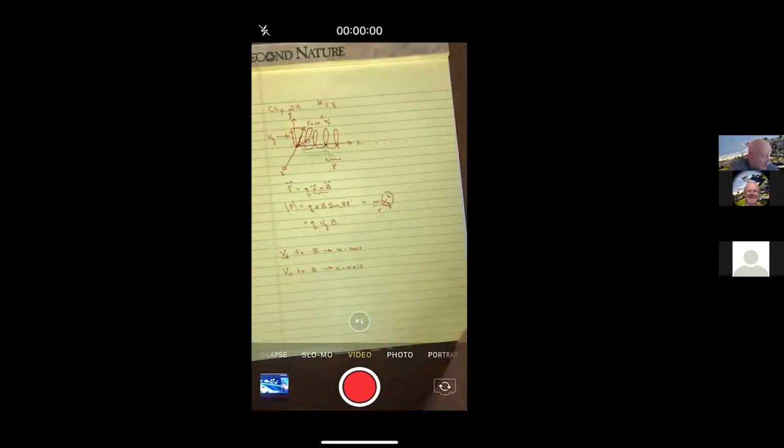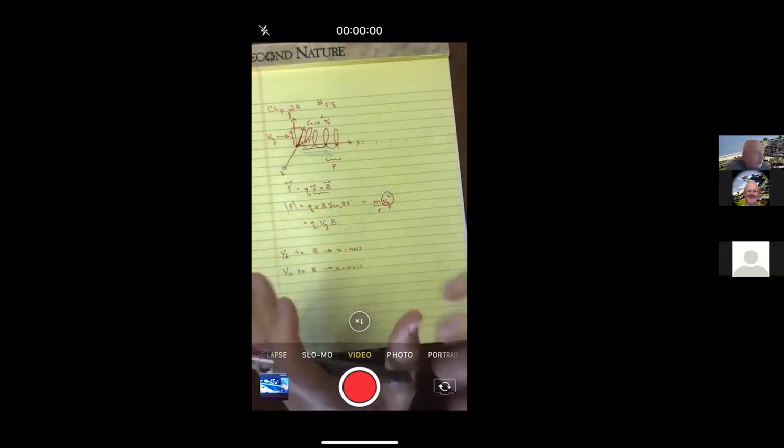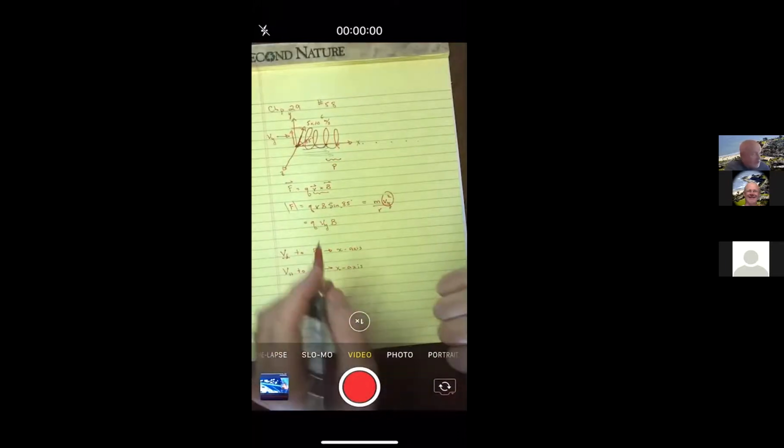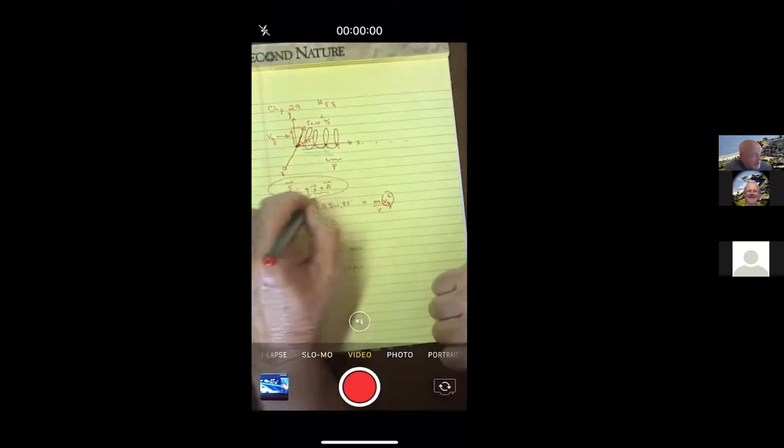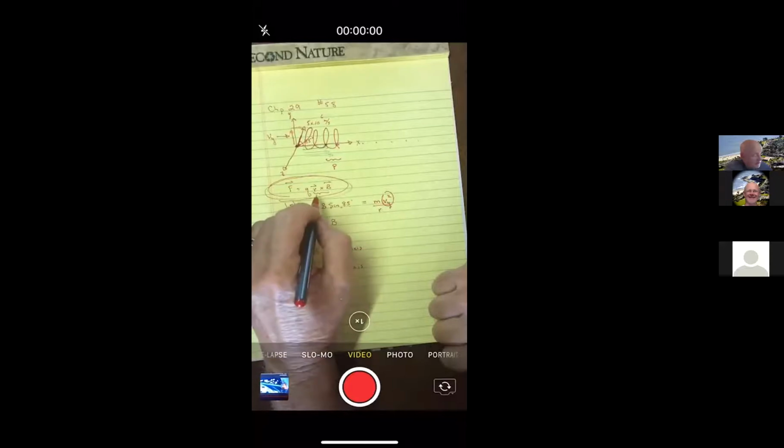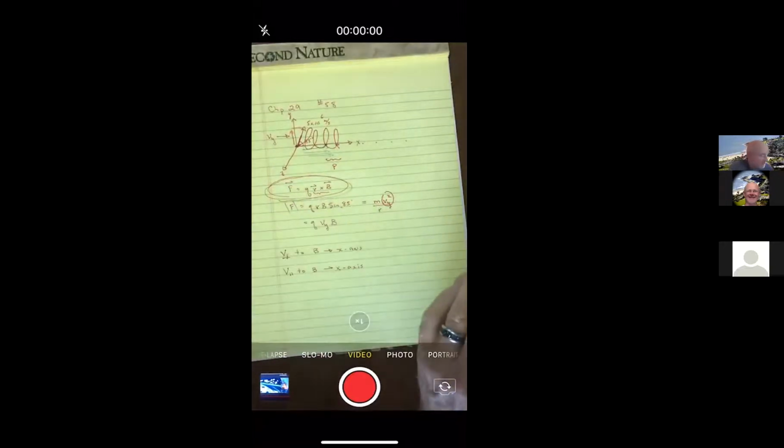Oh, okay. Well, with no forces, an object would go in a straight line. But this does have a force. This is the magnetic force, V cross B.